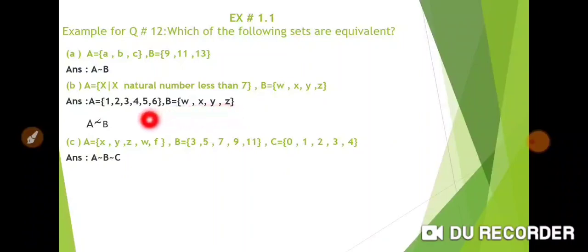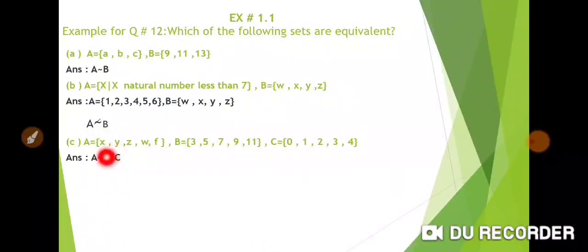First we count the number of elements in A and B. The number of elements in A are 1, 2, 3, 4, 5, 6, so 6 elements in A, whereas 4 elements in B. So the number of elements are not the same in A and B. So A is not equivalent to B.